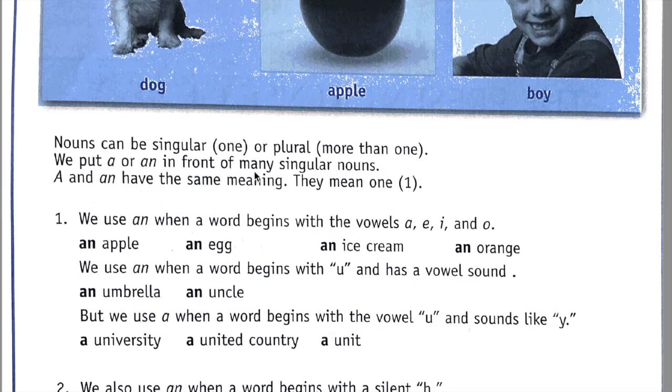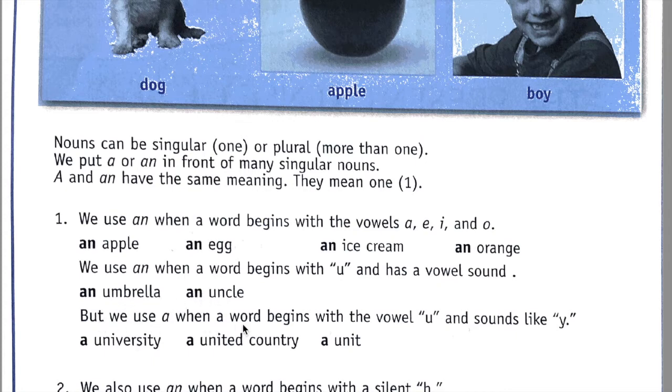We put a or an in front of many singular nouns. A and an have the same meaning. They mean one. We use an when a word begins with the vowels A, E, I, and O, such as an apple, an egg, an ice cream, an orange. We use an when a word begins with U and has the vowel sound. For example, an umbrella, an uncle.